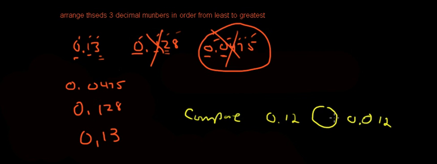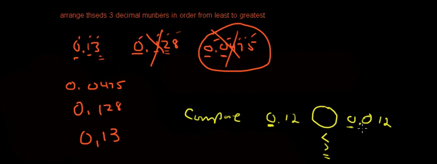0.012. Which one's greater? Our choices are less than, greater than, or equal to, and we have to find out which one works for this sentence, comparing 0.12 with 0.012. One thing you can do is leave it like this and go left to right. Here's a 0 in the first spot left of the decimal. Here's a 0 in the first spot left of the decimal. So right now they're equal.